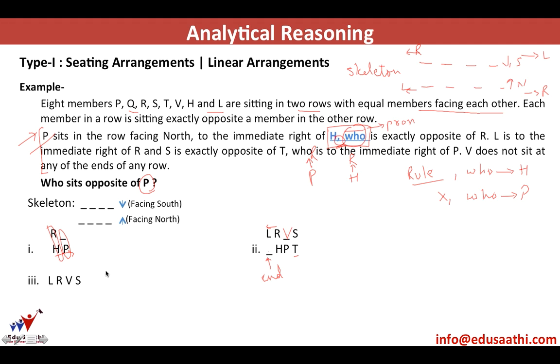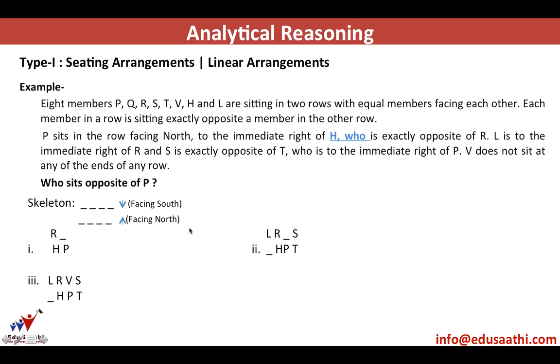So you have L, R, V, S, and this empty space will be filled by Q, which is left. Here it will be V, here it will be Q. So this is how the final placement looked like, and the answer, who sits opposite of P, is V. Right? So relatively simple problems, looks tough, a lot of information, but this information, if arranged, will look like this one, which is very, very easy to understand.